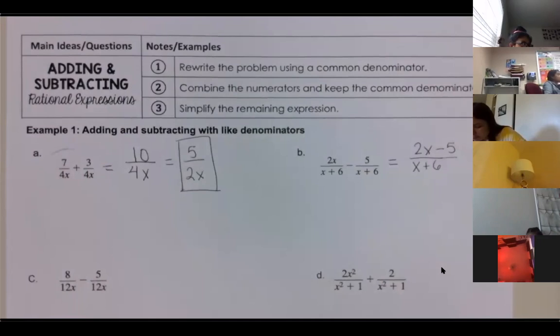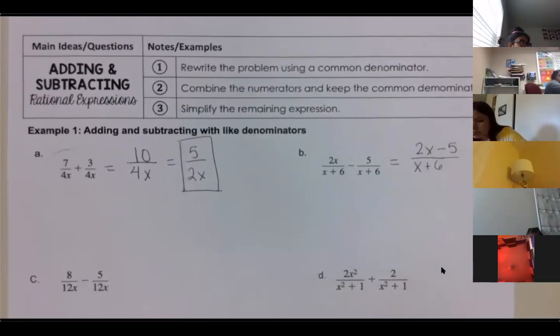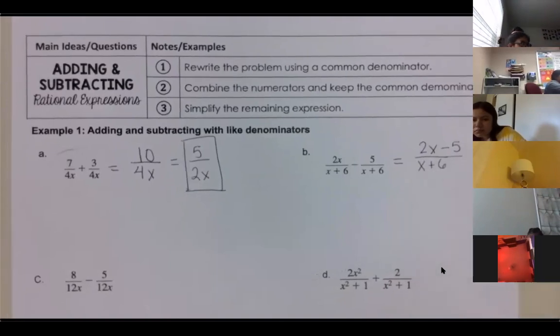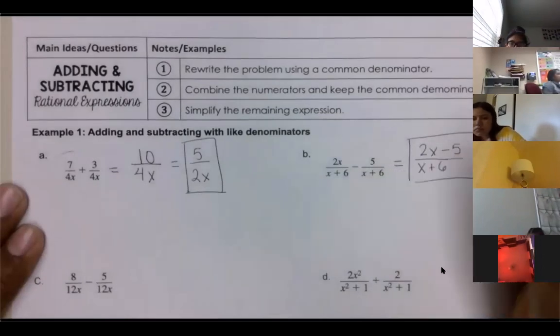All right, and then you're going to ask yourself, anytime I have binomials, I can look and see if I have a GCF to maybe simplify. So I'm going to look at 2x and negative 5. No number goes into both of those, so I can't simplify that any further. Now I'm going to look at x plus 6. No number goes into both of those either, so that's my final answer. I can't simplify it any further.